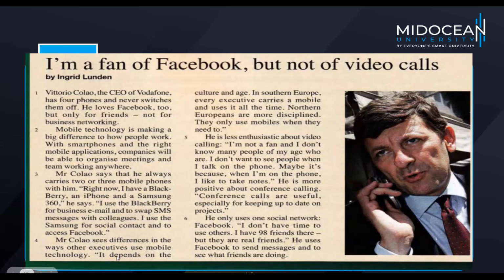It depends on the culture and age. In Southern Europe, every executive carries a mobile and uses it all the time. He has just one phone, and he uses it all the time. But Northern Europeans are more disciplined, more orderly and systematic. They only use mobiles when they need to.